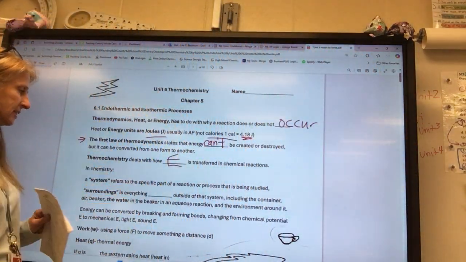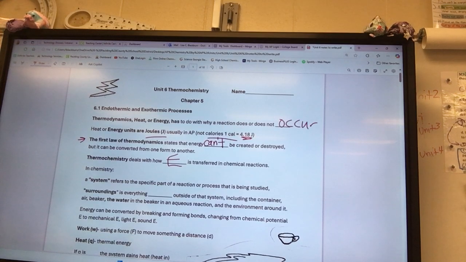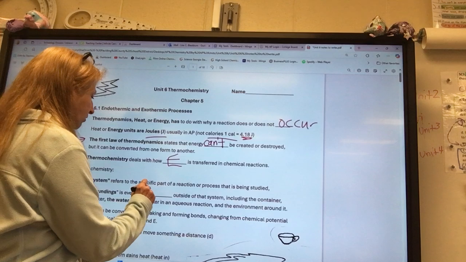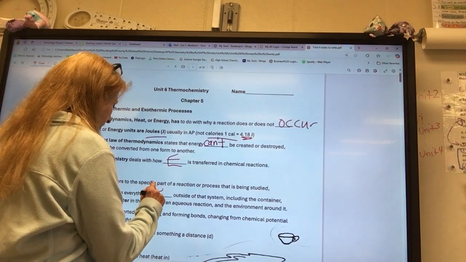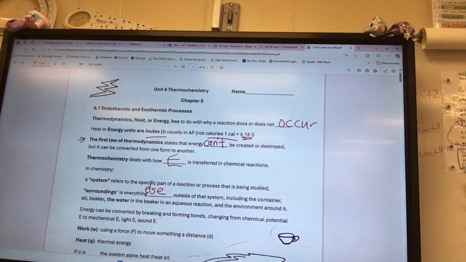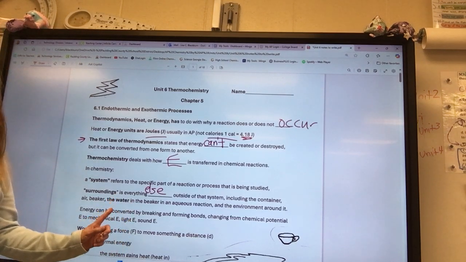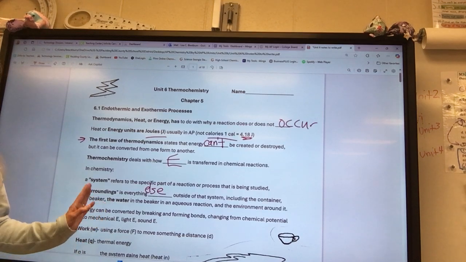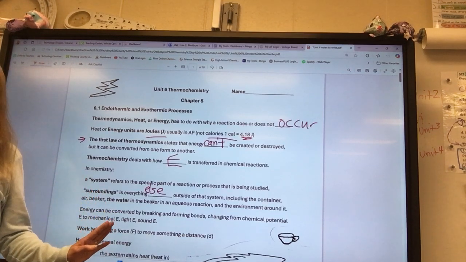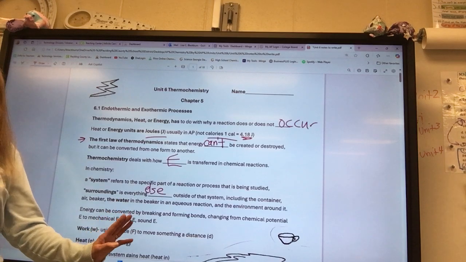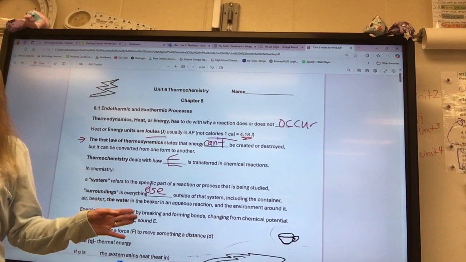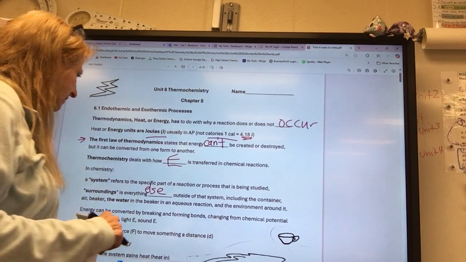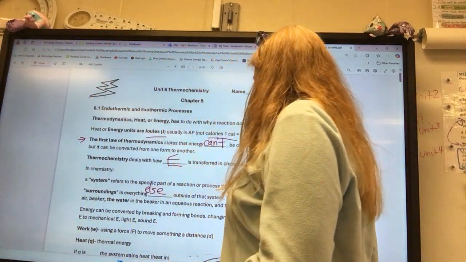So in chemistry, a system refers to the specific part of a reaction or process that's being studied. Surroundings is everything else that we don't care about. Everything else outside that system, including the container, air, beaker, and this is a tough one, the water. The water in an aqueous solution is considered surroundings, and we don't worry about that a lot of times. That's why we have our net ionic equations. We're not worrying about that water, are we? We're just going to look at the ions and what they're doing and the environment around it.